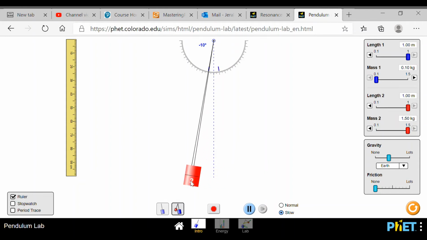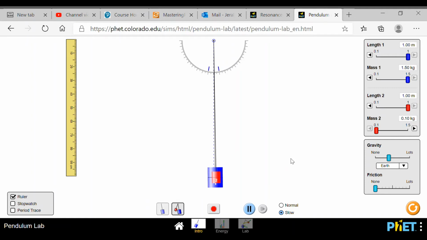So I'm going to release it right now. And you can see the, actually, let me do this so you can see them better. I'll switch the masses. There we go. So now the blue mass is set to 1.5 kilograms up here, and the red mass is a smaller one. It's set to 0.1. So it's 15 times lighter. But notice that they're both swinging exactly together. In fact, let me go to normal speed here, and you can see that in a little more detail. So they both have the same frequency and period again.